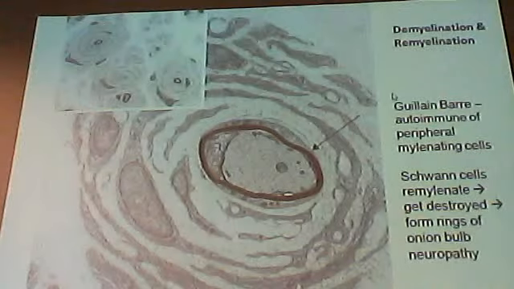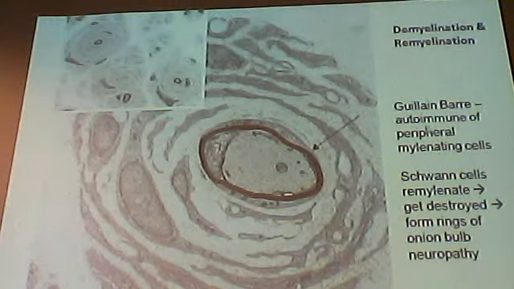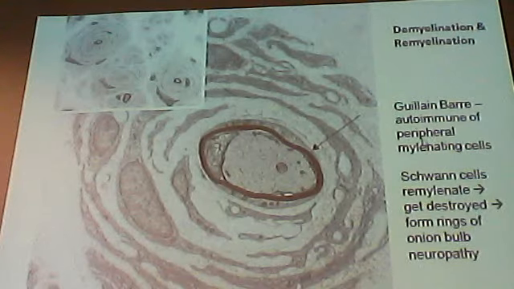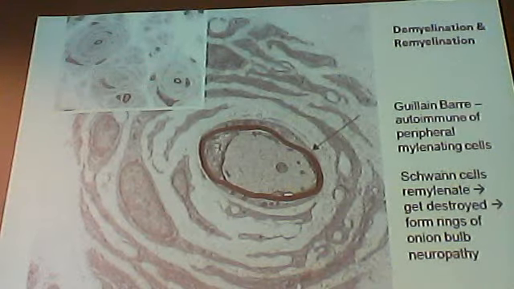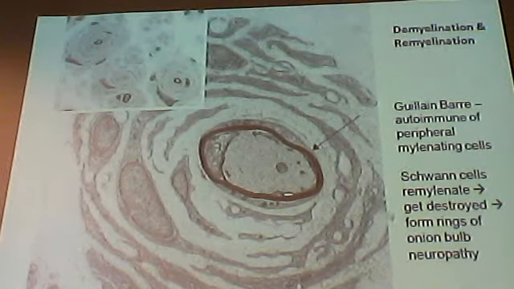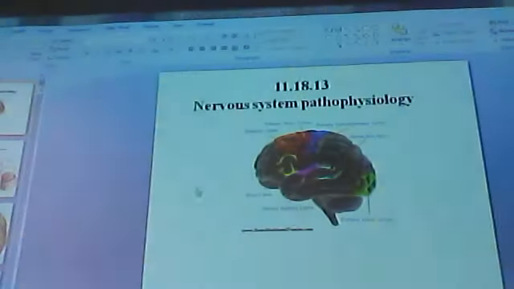Demyelination, remyelination. So you've got Guillain-Barré, an autoimmune disorder which affects the peripheral myelinating cells, which are called the Schwann cells, and they get destroyed and they form this characteristic onion bulb neuropathy shape. And that's it. Okay. Great.